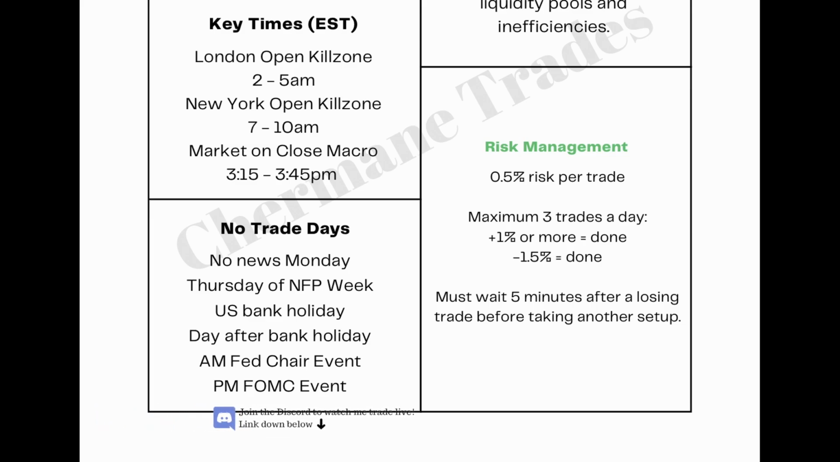Same thing with the PM FOMC event. I avoid that AM session. If we have an FOMC event in the PM session, think about it like NFP. If we know we have a heavy hitting event in a few hours, why would I trade the AM session? It's just going to chop around. It's going to consolidate. It's not going to move. Why? Because smart money, deep pockets, banks, hedge funds, large institutions, they're all waiting for the PM FOMC event. They're waiting for that volatility. They're waiting to see what's going to be said. They're all sitting on their hands waiting for the PM.